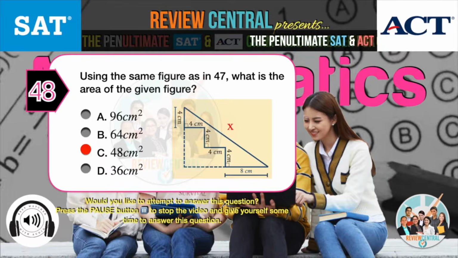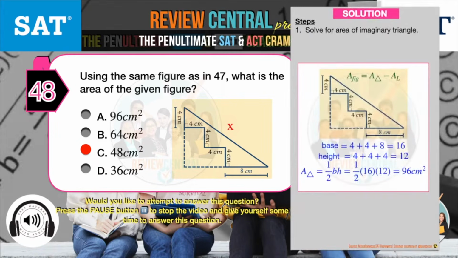48 square centimeters. This presents a different but equally easy problem to solve, much easier than it looks and seems. To solve for the area of the given figure, we simply solve for the area of the imaginary triangle and subtract from it the area of the imaginary L-shaped figure. Do you see it? The formula for the area of a triangle is 1/2 times base times height.